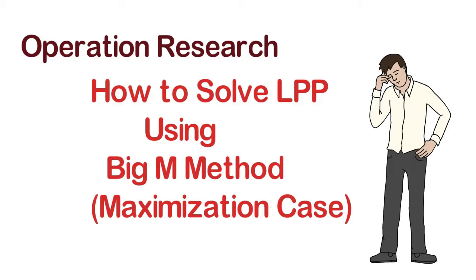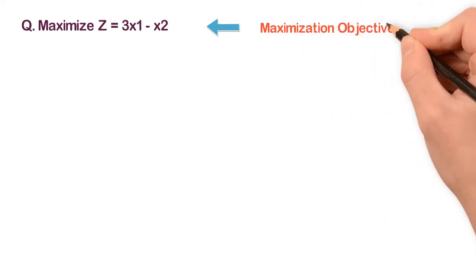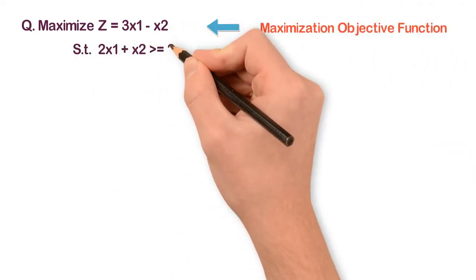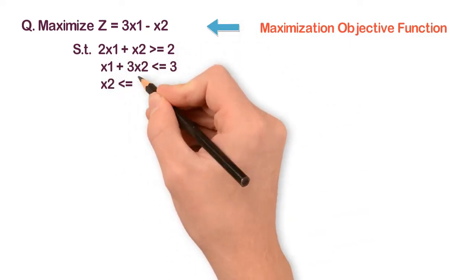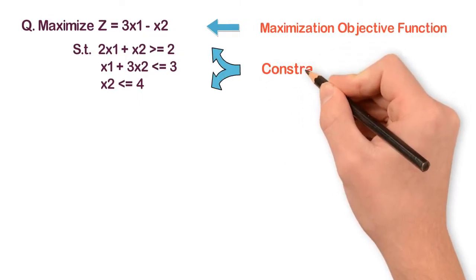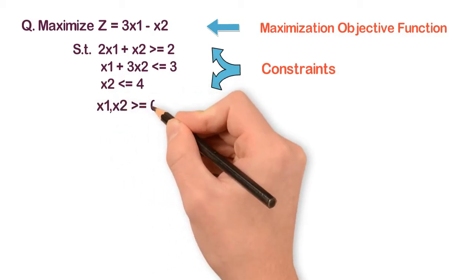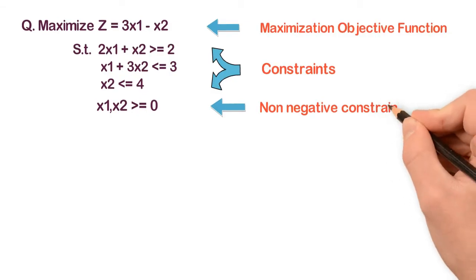Now let us begin with our maximization type. So the question is: maximize z equals 3x1 minus x2, which is our objective function. Then 2x1 plus x2 greater than or equal to 2, x1 plus 3x2 less than or equal to 3, and x2 less than or equal to 4. These are our three constraints. And x1, x2 greater than or equal to 0. These are our non-negative constraints.